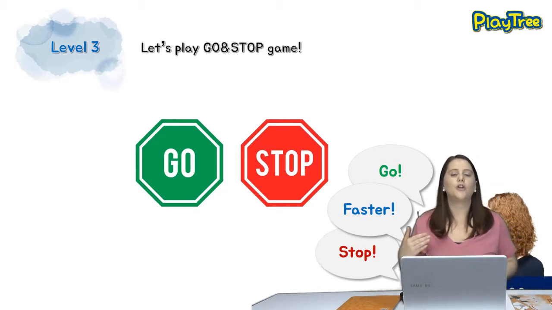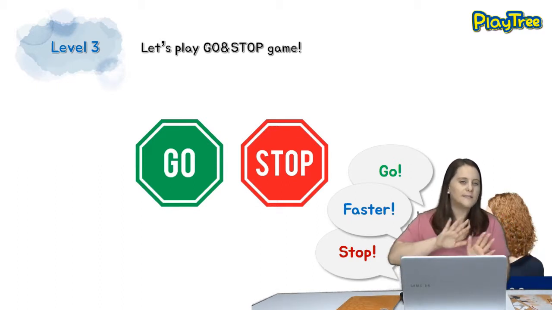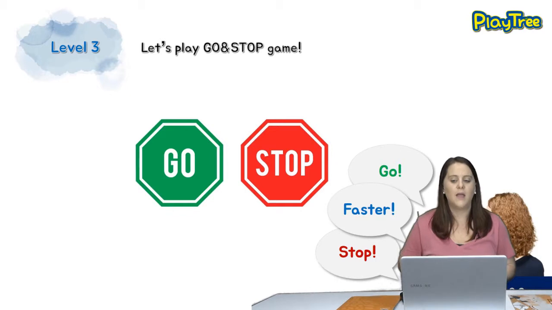Next, you're going to up the difficulty of this game, but not by much. This time, you're going to be doing the same. The kids are going to be doing the movements, but you're not going to move. You're going to stand off towards the side at this time, and you're just going to say, go, faster, stop, go, faster, stop. And the kids need to move according to what they hear.